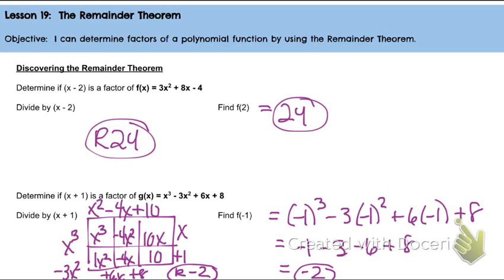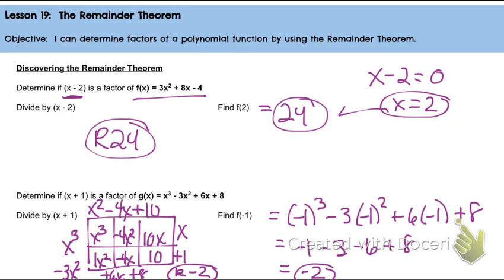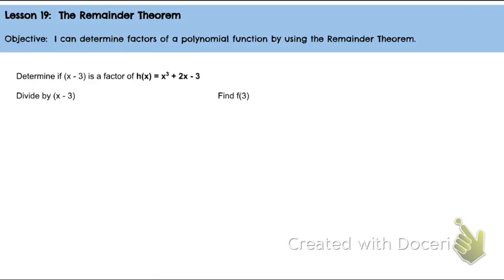Okay, so we're starting to discover this remainder theorem. If you notice, when you divide a polynomial by a binomial, if there's a remainder, it's the same thing as if you plugged in the solution for that binomial. Let's keep going. One more.